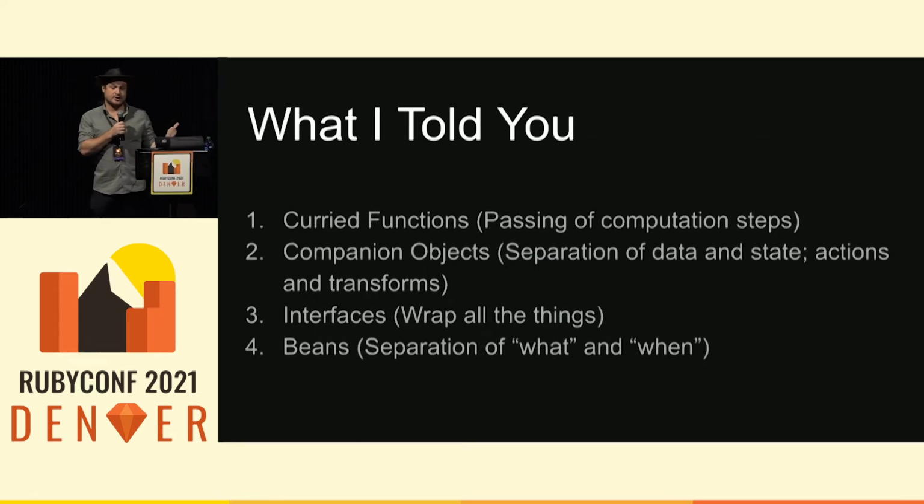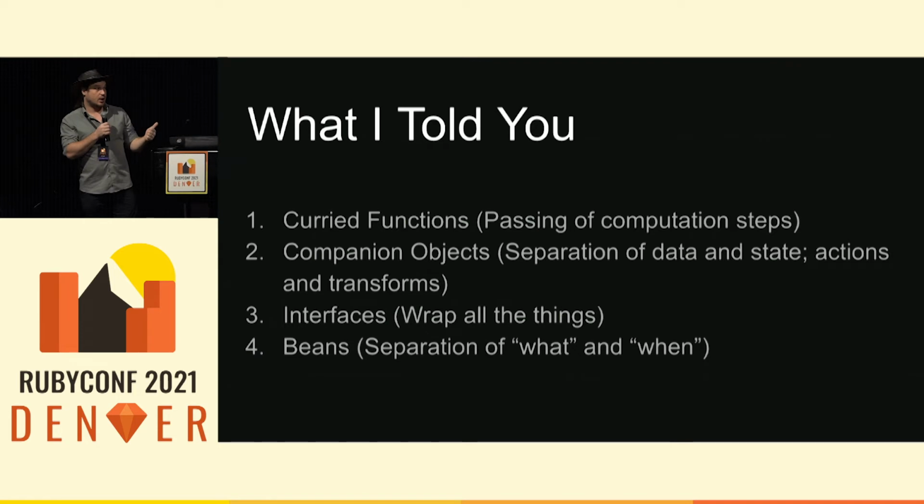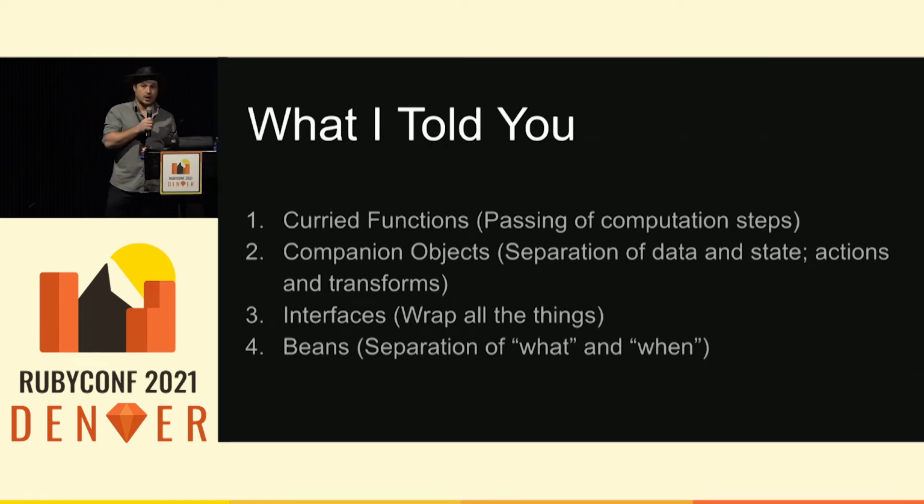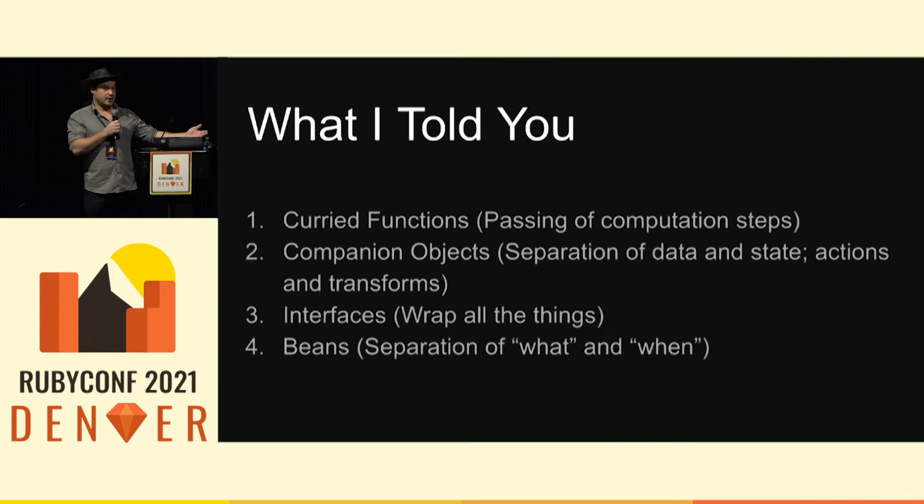Companion objects, which give us a lot of inspiration for separating our data and our state, our actions and our transformations, which is an easier way to think about and to communicate the code that we're working with. Interfaces and all the advantages that wrapping things gives us, and beans, the separation of what and when.